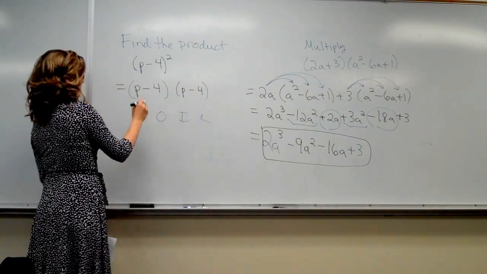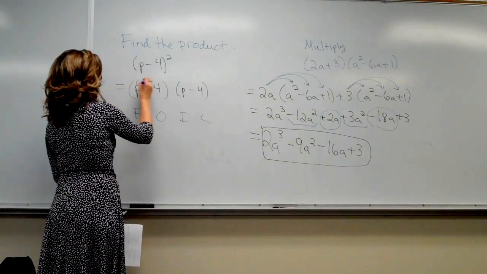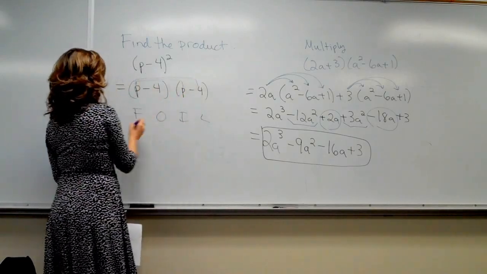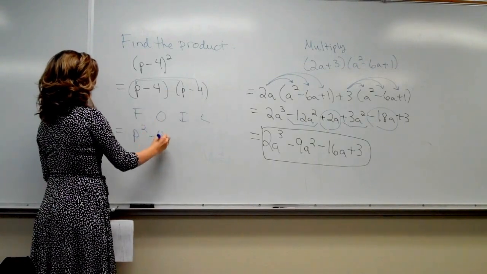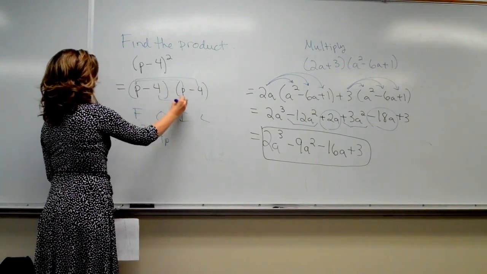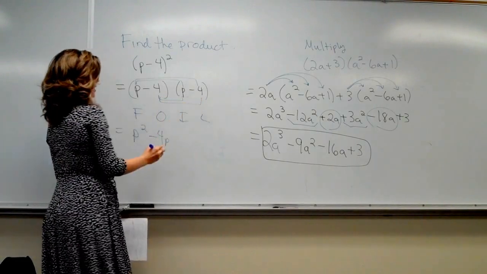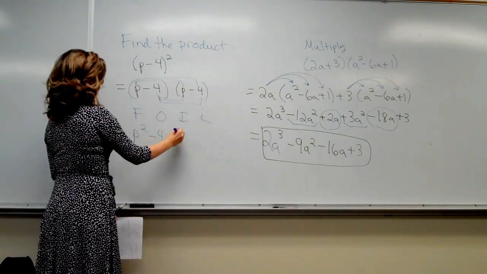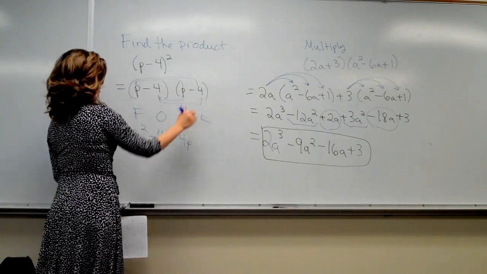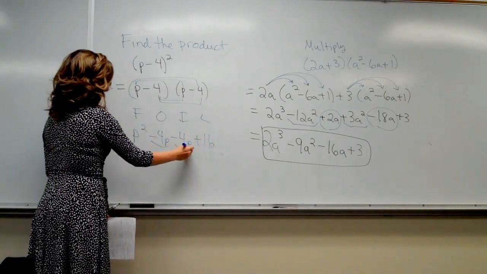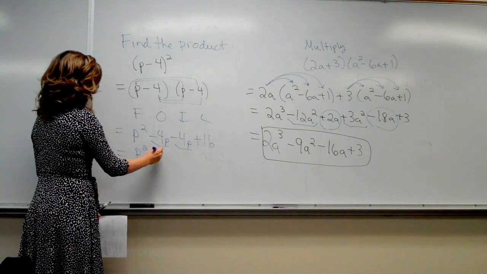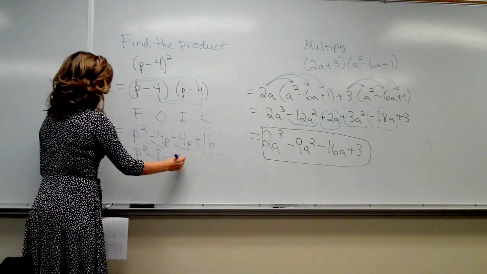So this is what I recommend. We're going to multiply the p times the p, then the p times the minus 4. P times p is p squared. P times minus 4 is minus 4p. Then the minus 4 times the p and the minus 4 times minus 4. Minus 4 times p is minus 4p. Minus 4 times minus 4 is plus 16. We have like terms here, so we're going to get p squared minus 8p plus 16.